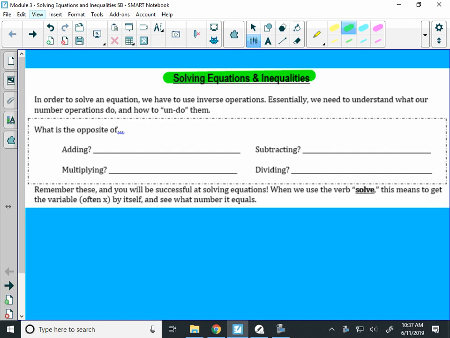In order to solve an equation, you have to remember that you use what's called inverse operations. I know this is simple, but get it in your head. The opposite, or the inverse, of adding is subtracting. So therefore, the opposite of subtracting is adding. They go together.